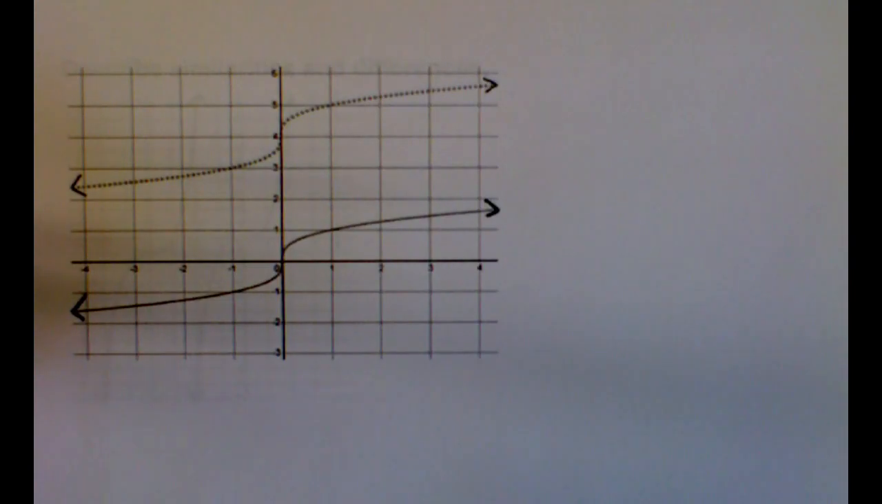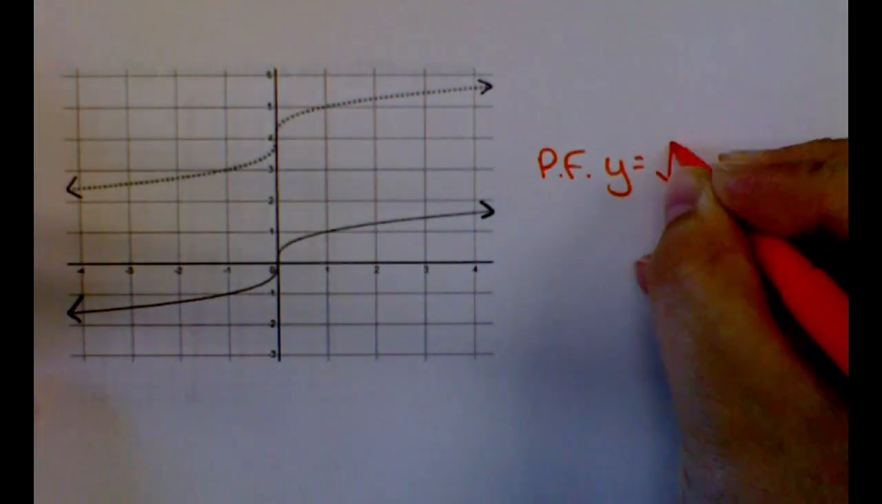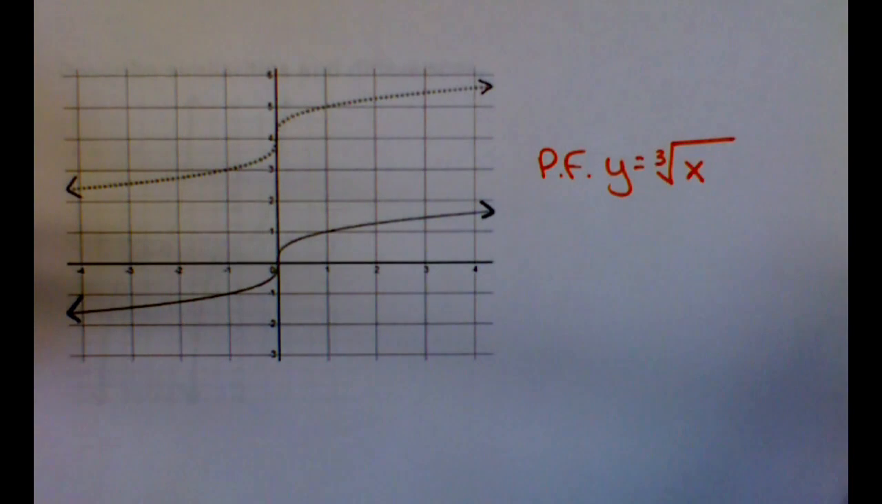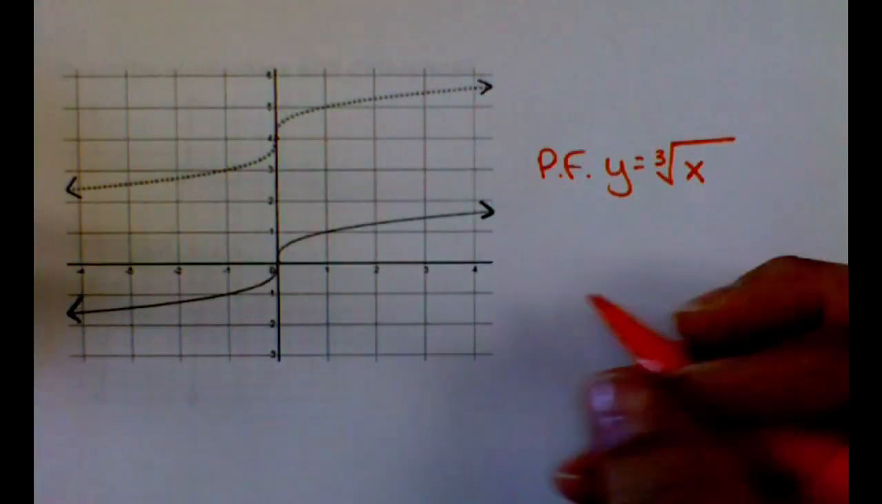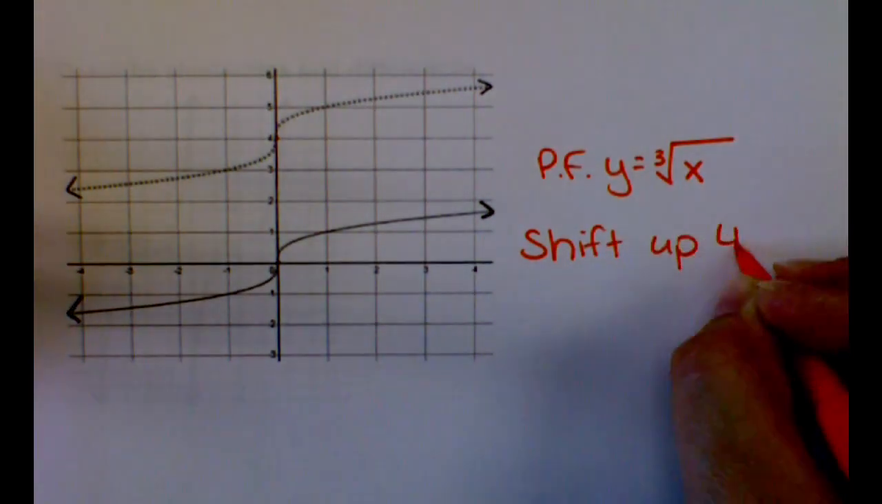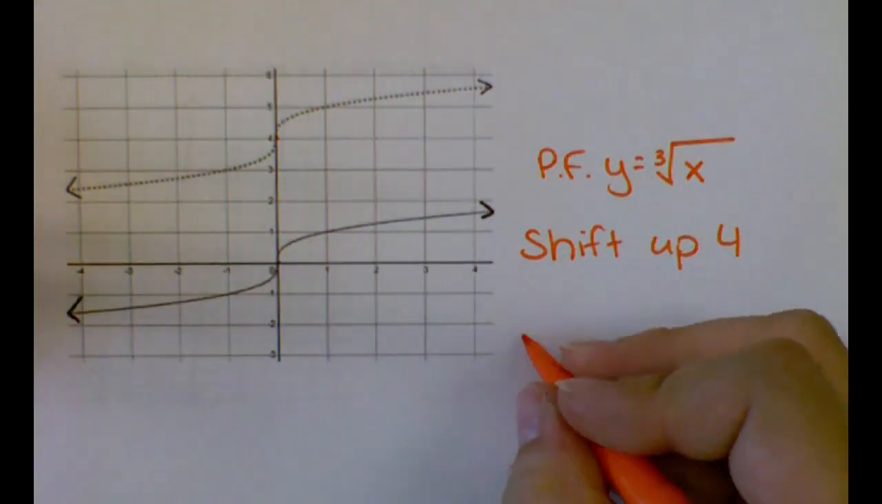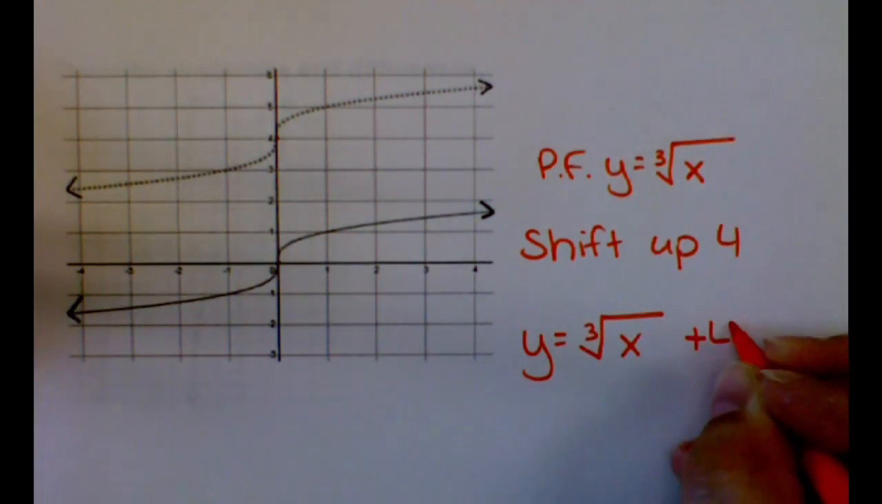All right, this one, my solid line. My parent function is y equals the cube root of x. A single transformation, well, it looks like I just shifted it up 4. So I shift up 4. And to write that in my function, I just put a plus 4 outside on the end.